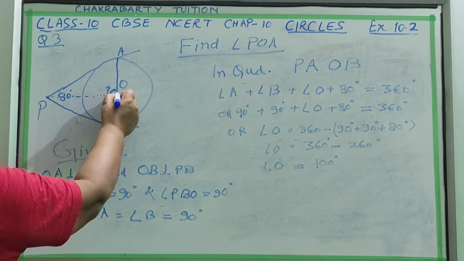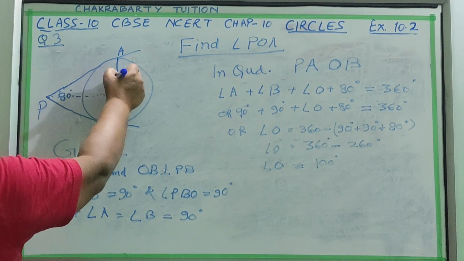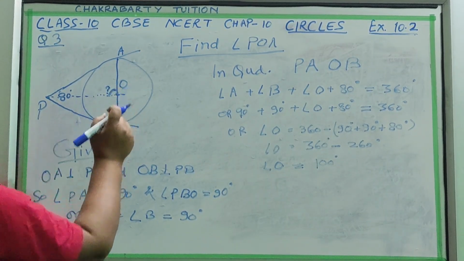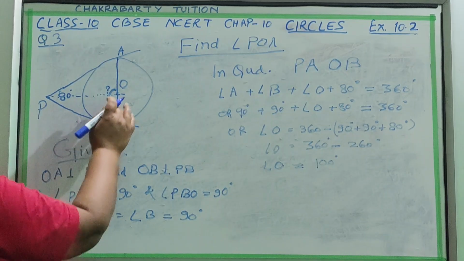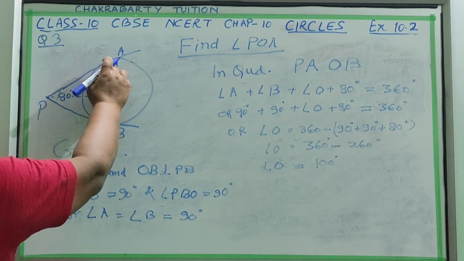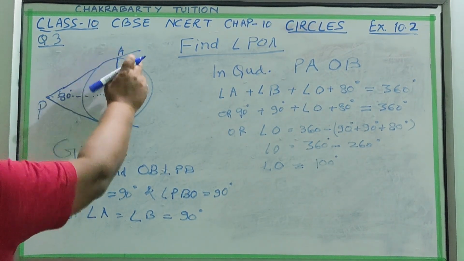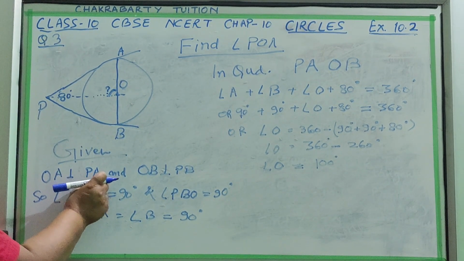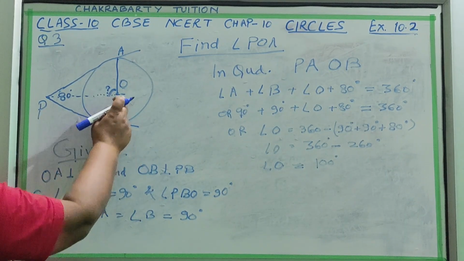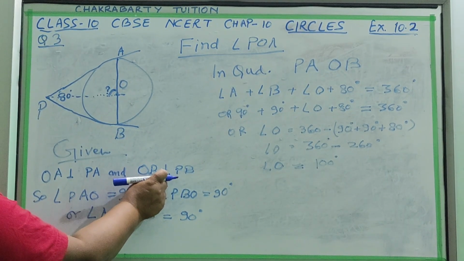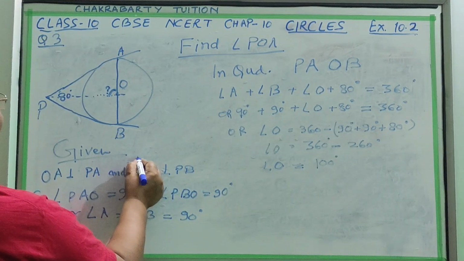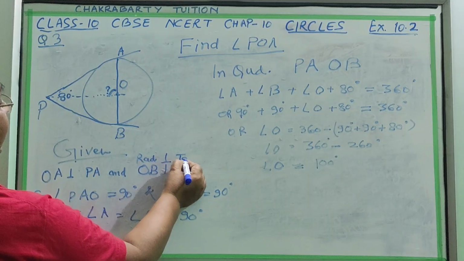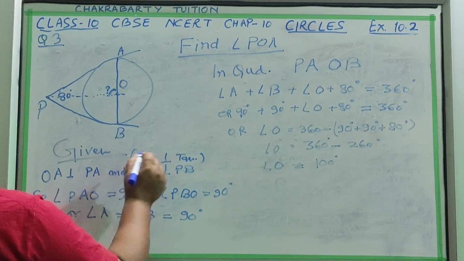From the center to the point of contact, the line is known as the perpendicular. It is the radius. This radius OA will be perpendicular on the tangent PA. Similarly, the radius OB will be perpendicular on the tangent. Radius is perpendicular on tangent. I have told you this so many times.